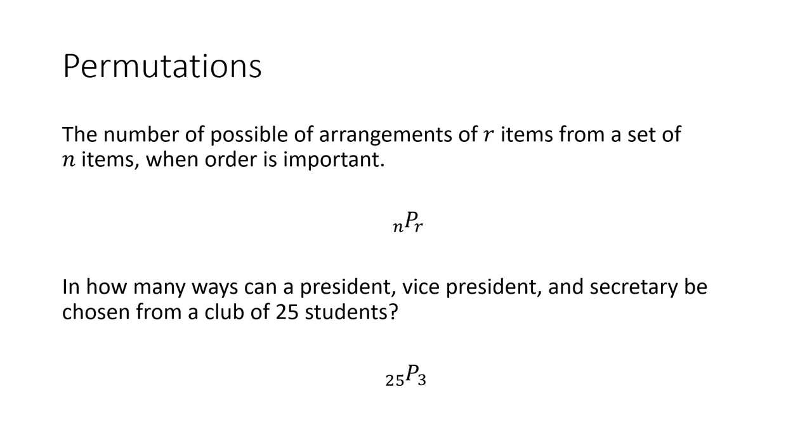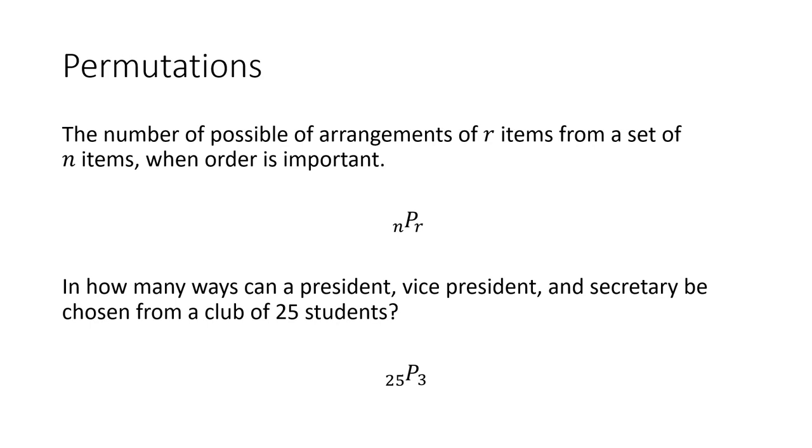With a permutation, we also assume that order is important. And so what I mean by that is if I choose Ann to be president and Bob to be vice president, that is different than choosing Bob to be president and Ann to be vice president.